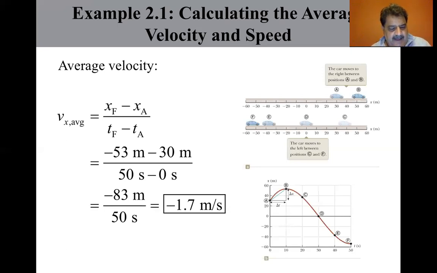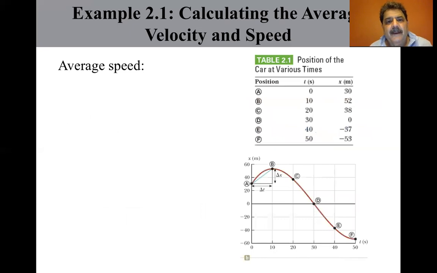Okay, and let's calculate the average speed. We cannot unambiguously find the average speed of the car from the data in the table because we do not have information about the positions of the car between the data points. If we adopt the assumption that the details of the car's position are described by the graph, the distance traveled is 22 meters from A to B, plus 105 meters from B to F, for a total of 127 meters.